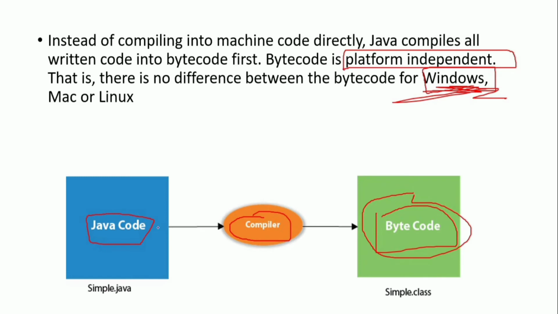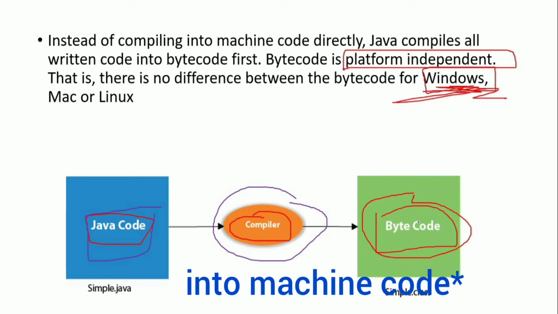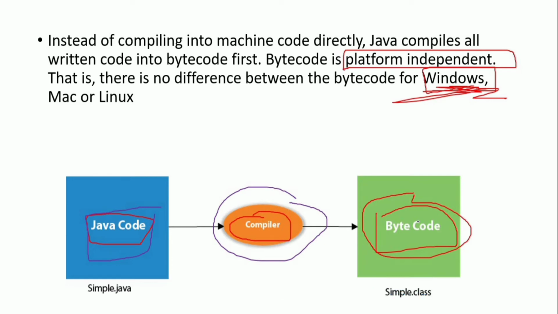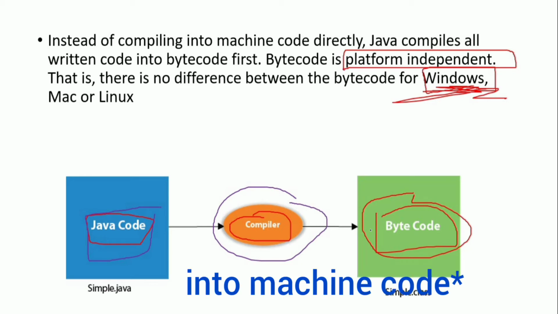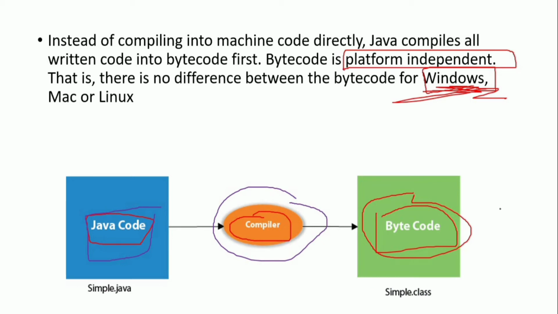So let's say this is our source code that we have written in the Java language. We have a special software for Java programming, which is the compiler. In this case the compiler does not convert the Java code into machine code. Instead, it converts it into bytecode. Now, what is bytecode? It is platform independent.